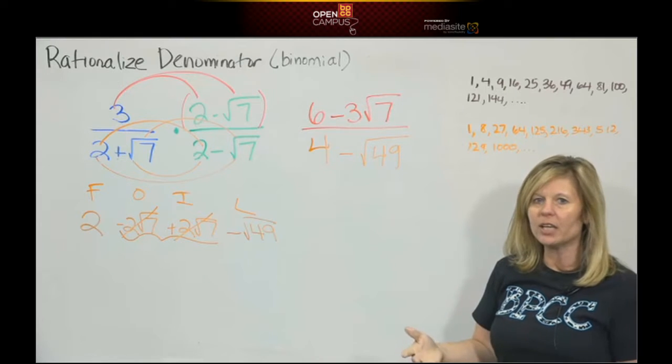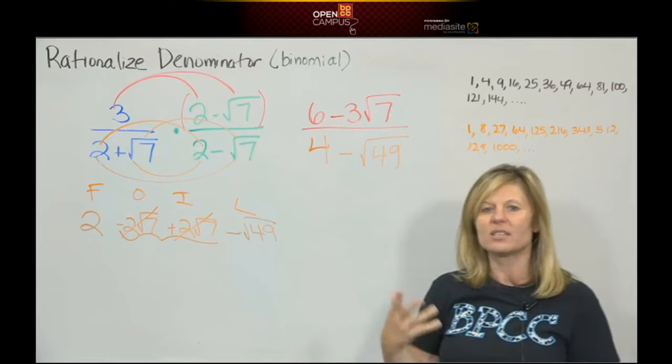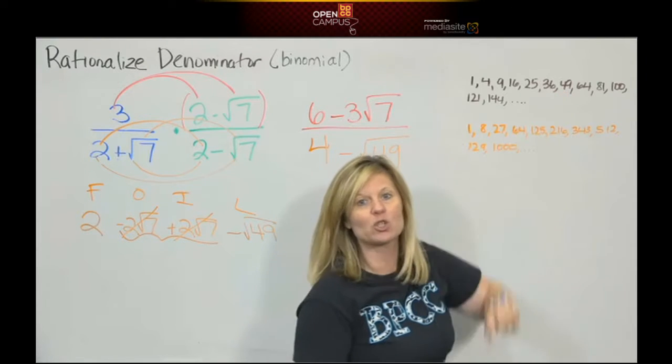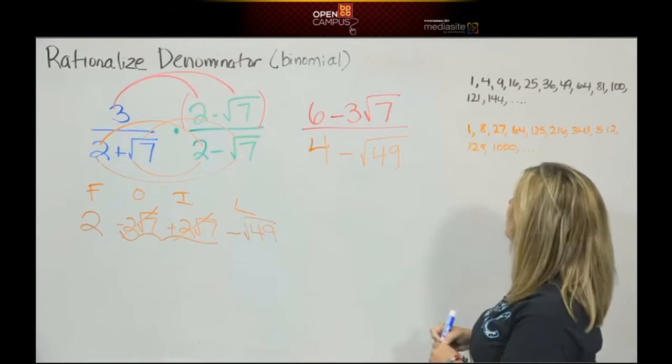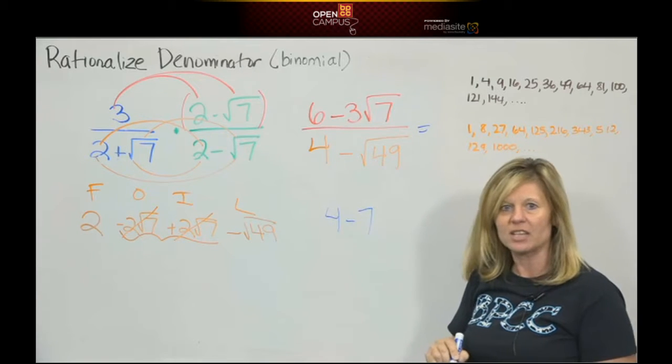Now I know what you're thinking. You're saying, but Ms. Black, there's still a square root in the denominator. But look what's inside now. It's 49, which happens to be a perfect square. So we can reduce this. This denominator is really going to become 4 minus 7. Do you all see that?